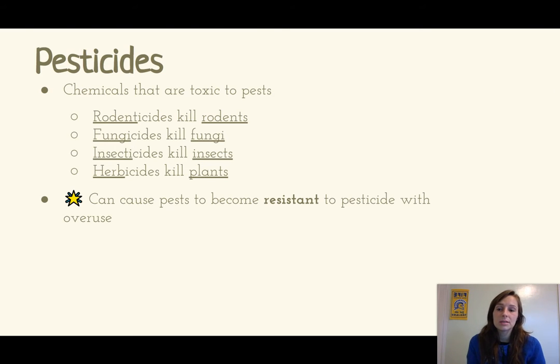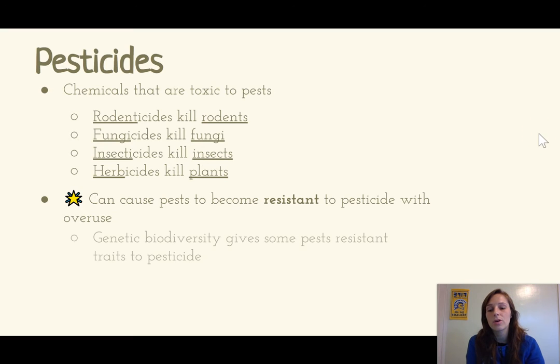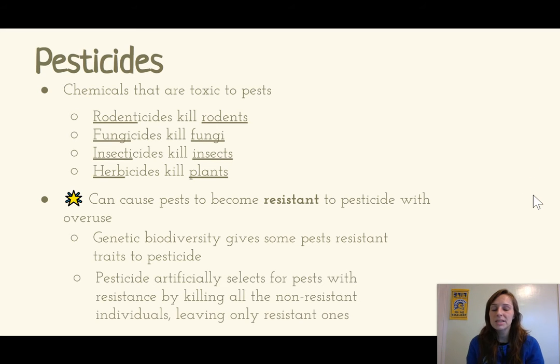Now, one of the things that pesticides can do is you're going to spread them out over an area to kill the thing that you want to kill, such as plants like weeds. However, this can actually cause the pest to become resistant to pesticides with overuse. The genetic biodiversity is going to give some pests, just based on their random DNA mutations and diversity that they have, a resistant trait to the pesticide. And pesticides are going to artificially select for pests with resistance because they're going to kill all of the non-resistant individuals, leaving only resistant ones. So it's going to happen pretty quickly.